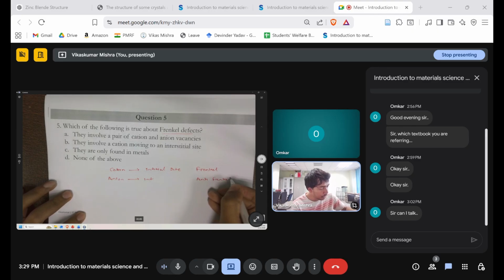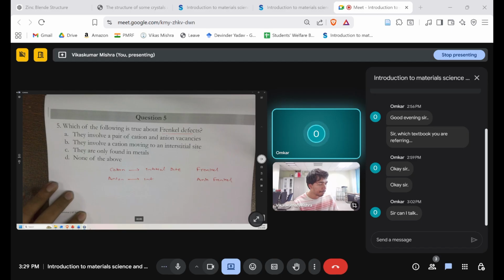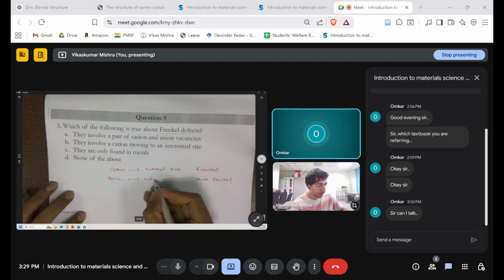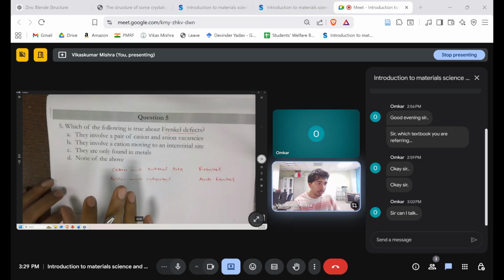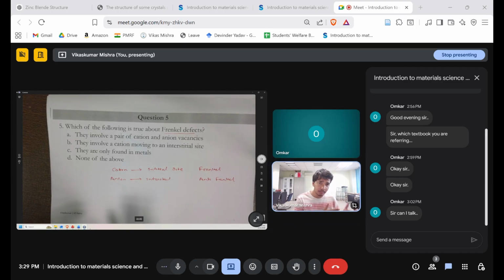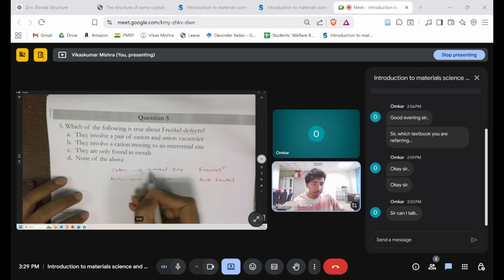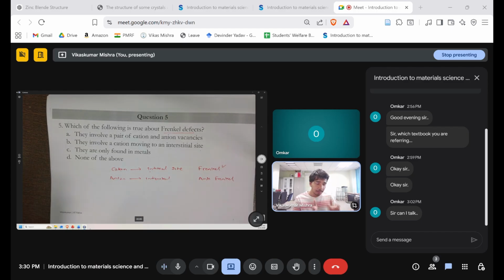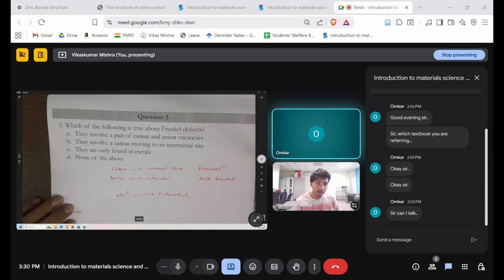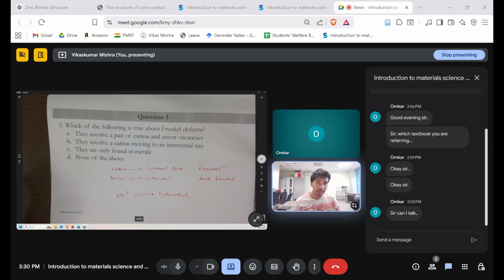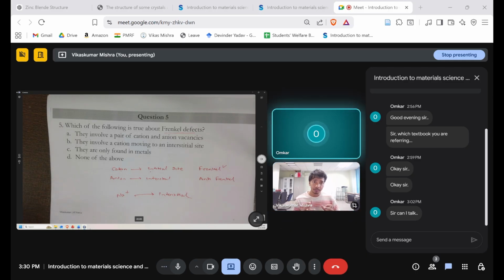I think this term is not introduced in the class. Yes, sir. Only thing said that both of them are moving to the interstitial site, it is called a Frenkel defect, right? No. If both of them are leaving the lattice, then we'll call it the Schottky defect. In a Frenkel, cation is the one which is moving to the interstitial. Na plus moved to the interstitial site. If both of them are moving, then we will call it the Schottky defect. Both of them are leaving the crystal lattice. It is called Schottky.